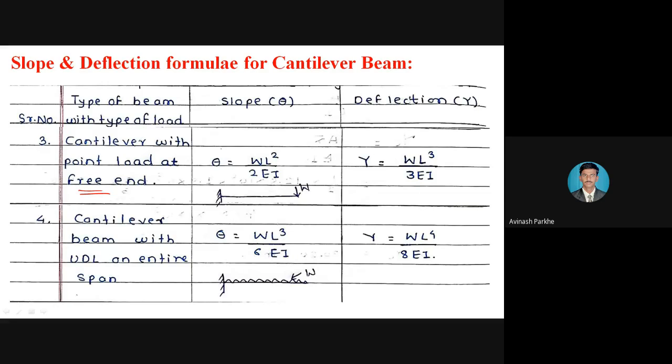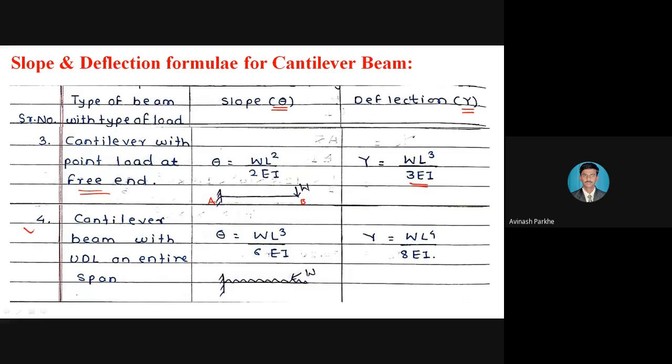This is the standard case. The cantilever beam figure is given. This is point A, which is fixed at point B. The point load is applied. So what is the slope formula? WL square upon 2 EI. And what is the deflection formula? WL cube upon 3EI. Slope is represented by theta and deflection is represented by capital Y.